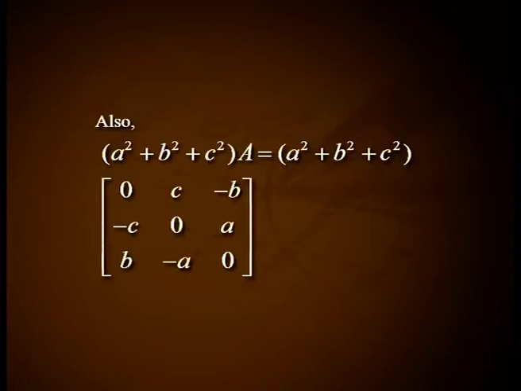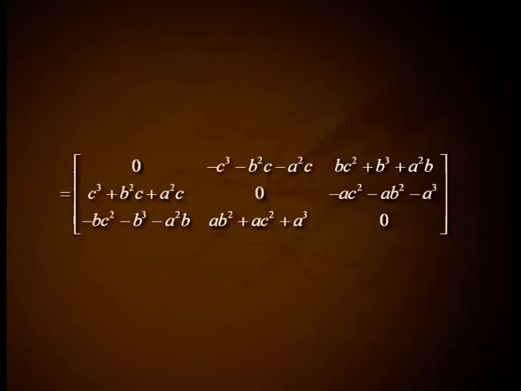Also, (a² + b² + c²) times A is equal to (a² + b² + c²) times [[0, c, -b], [-c, 0, a], [b, -a, 0]], which is equal to the matrix [[0, c³ + b²c + a²c, -b(c² + b² + a²)], [-(c³ + b²c + a²c), 0, a(b² + c² + a²)], [b(c² + b² + a²), -a(b² + c² + a²), 0]].